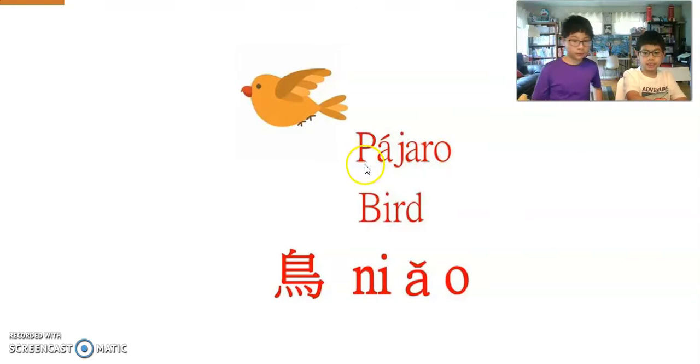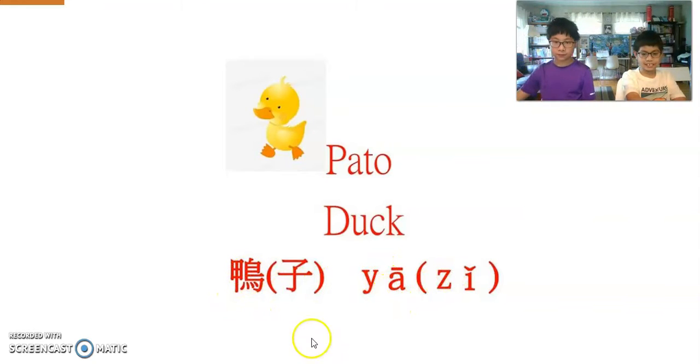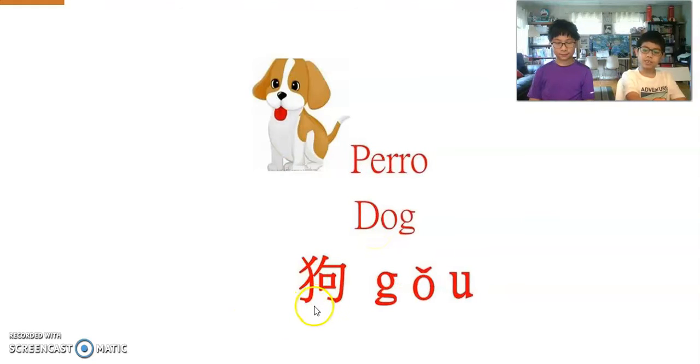And this one is pájaro or bird, which is niao, niao. And this one is ya zi, ya zi, or you can just say it as ya, ya, and it also means pato or duck. And this one is gou, gou, and it also means perro or dog. Squeak.